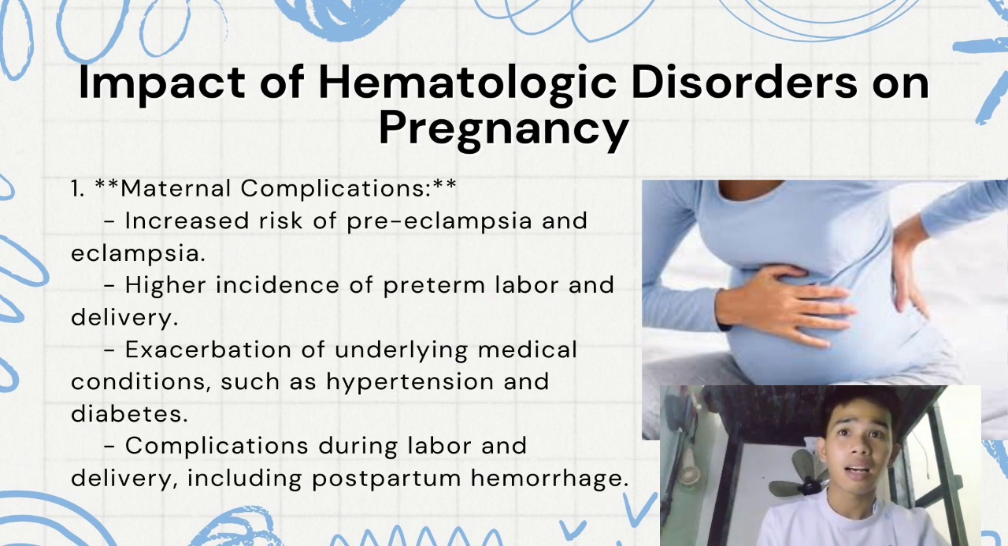So these are the impacts of hematologic disorders on pregnancy. First is the maternal complications: increased risk of preeclampsia and eclampsia, higher incidence of preterm labor and delivery, exacerbation of underlying medical conditions such as hypertension and diabetes, and complications during labor and delivery including postpartum hemorrhage.